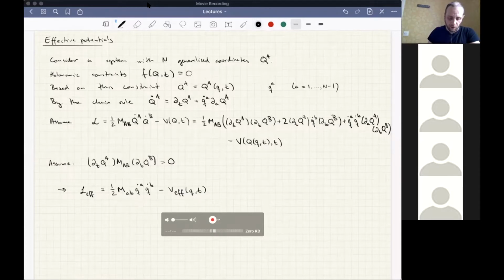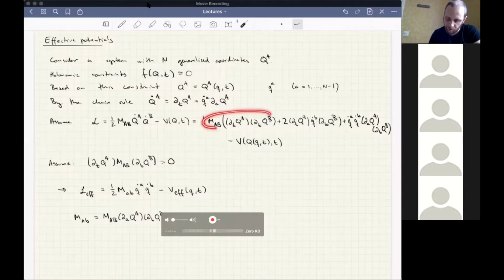So again, our effective Lagrangian is now in this form. So we have a kinetic term and we have a potential term. And just to say, this M_ab here is the effective inertia, and it's given by our original M_AB with capital indices times the derivative of Q^A with respect to q^a times the derivative of Q^B with respect to q^b. So this comes from, sorry, not that term, but this term over here.